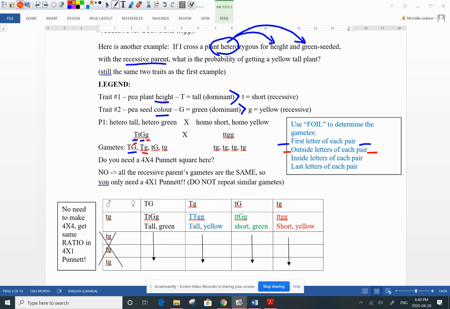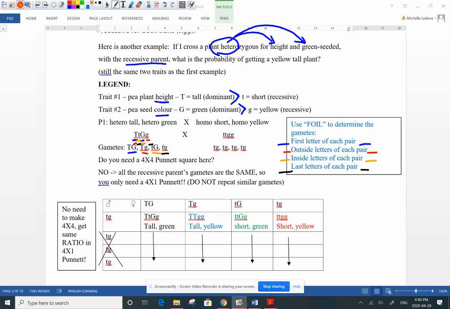Next up, our FOIL tells us we're going for the inside letter of each pair. So the little t and the big G. Little t, big G. And the last step here, L for last letter of each pair. And I'm doing those in black. So the little t and the little g. And there's our double recessive.